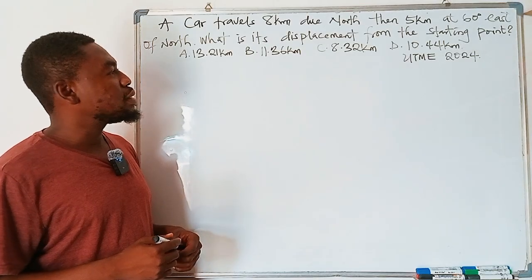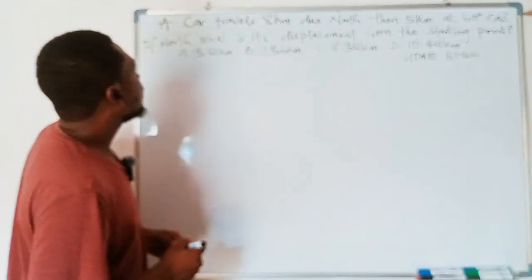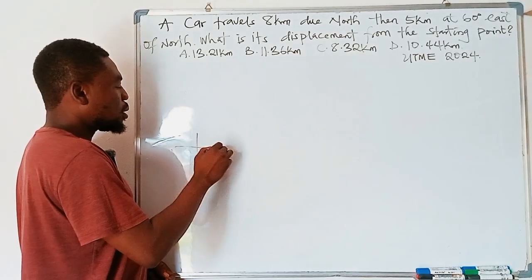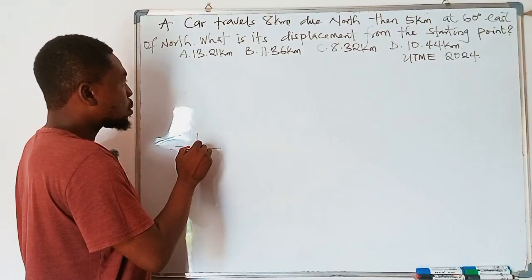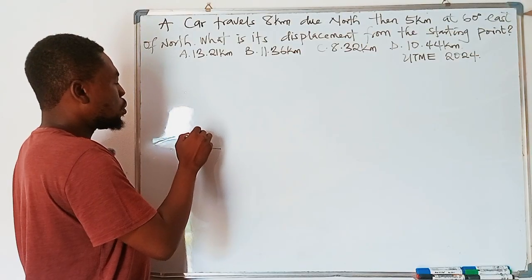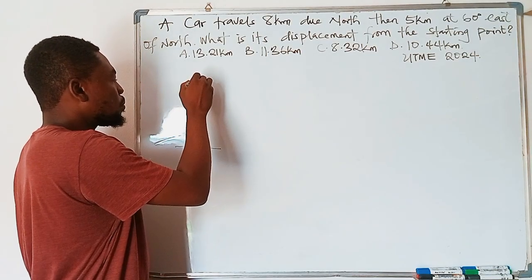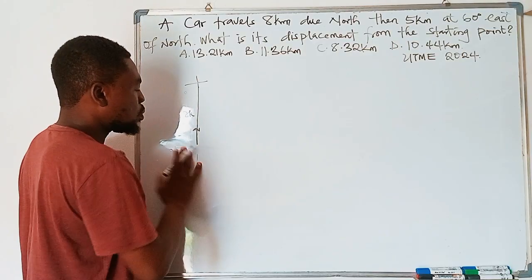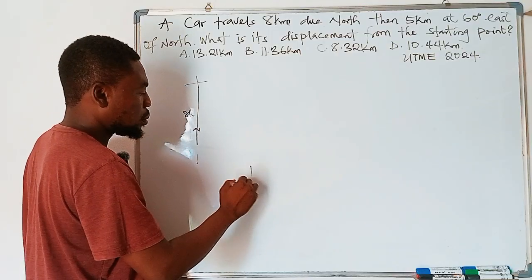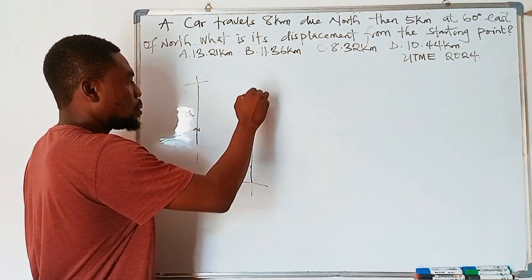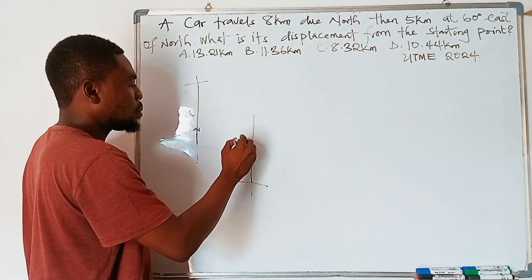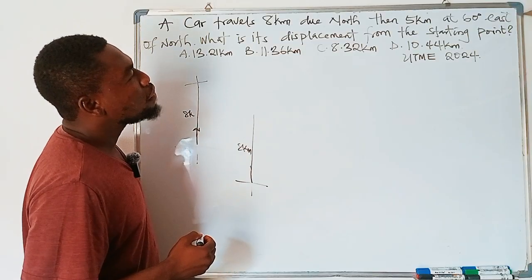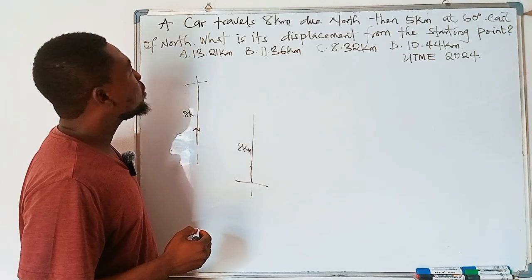So let's try and interpret this question and see what we have. A car travels 8 kilometers due north. So let's imagine this is our cardinal point. This is north, right? So 8 kilometers due north will be this way. We'll have 8 kilometers, due north, 8 kilometers. And then what?